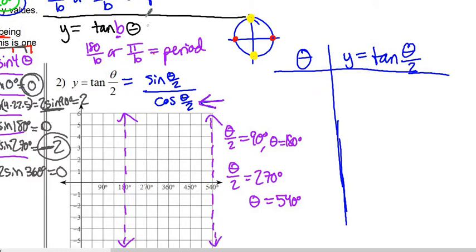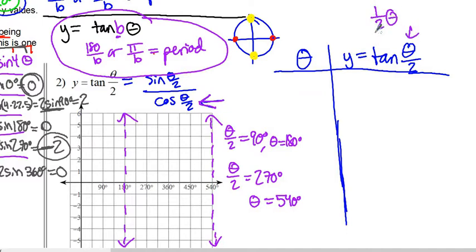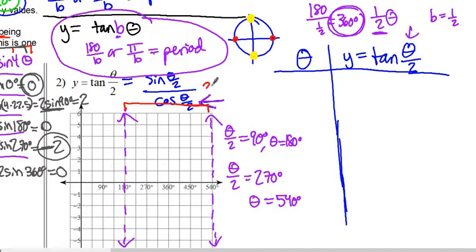Okay, let's see what happened to the period also here. The period, we said up here, is 180 divided by b. Now your question might be, what is b right here? What is theta being multiplied by? You could actually write this as 1/2 times theta. So in this case, the b number is 1/2. If we divide 180 by 1/2, dividing by 1/2 is like multiplying by 2. So our period right here is going to be 360 degrees. And you can see that right here. If you're going from 180 to 540, that's a length of 360 degrees. That's our period.